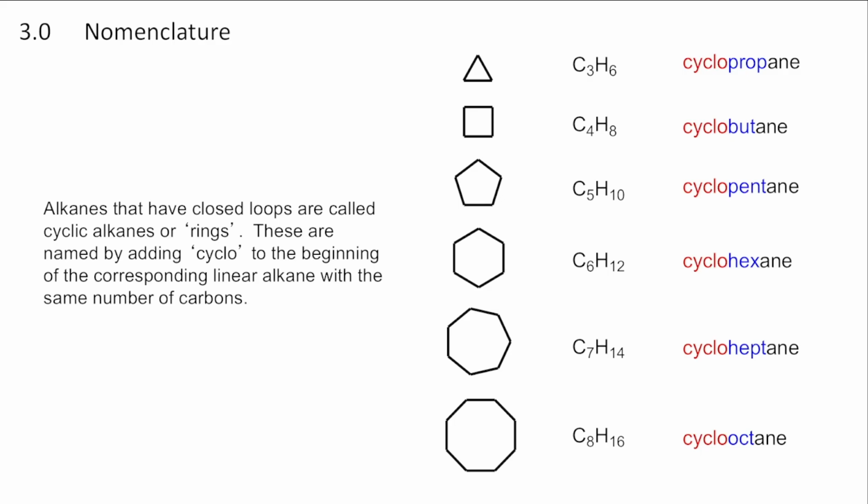We typically draw them just as regular polygons with that same number of carbons. So cyclobutane, which has 4 carbons, we draw just as a square. And you can see that the name is the same as the name of the single chain, except we add the word cyclo to the front. So if it's in a ring, we put cyclobutane, cyclopropane, cyclohexane. And if it's not in a ring, we drop the cyclo and it's just propane, butane, pentane, hexane.